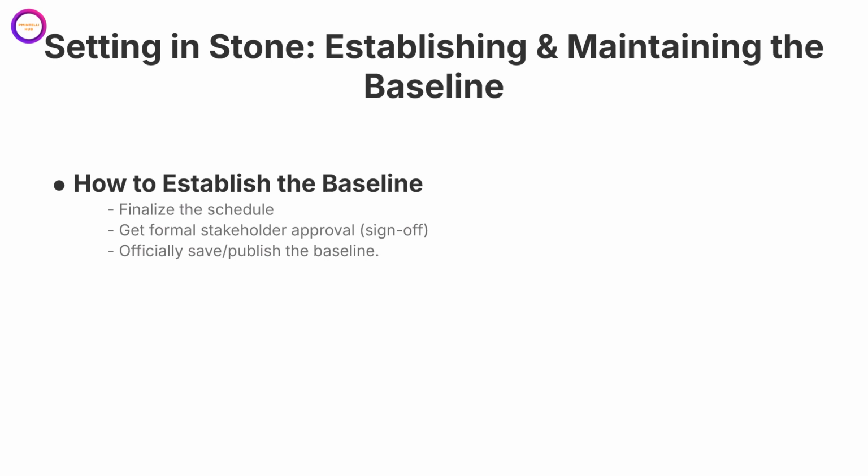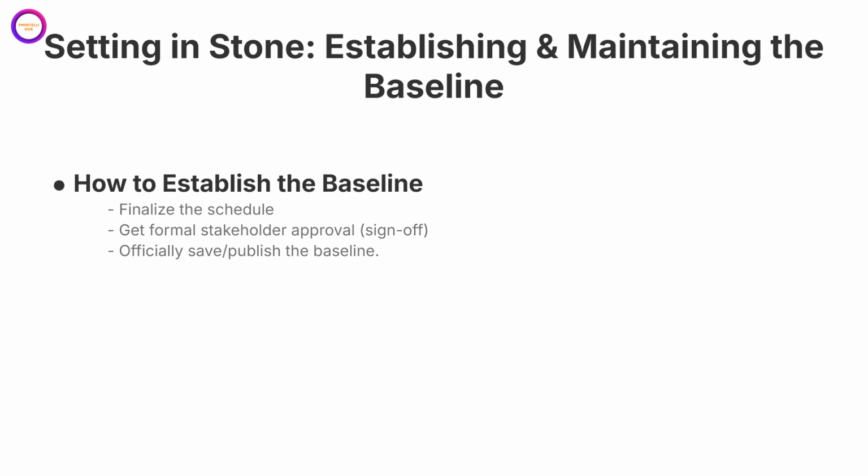Step 3. Officially save and publish the baseline. Once approved, you lock it in. In your project management software, you'll use a function like Set Baseline. This saves a protected copy of the schedule that can't be easily changed. You then communicate this official baseline to the entire team.